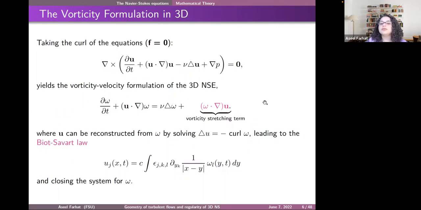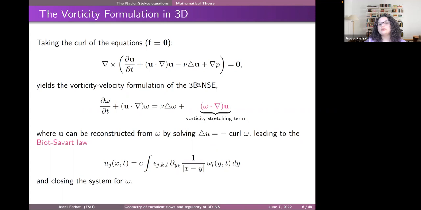And then the second piece is this second highlighted piece, what we call the vorticity stretching term. Now, to close the system, whenever you have the vorticity, due to the divergence-free condition, you can invert the Laplacian and then solve back for the velocity. So these are the equations for the vorticity, and up till now, all our trouble in the analysis of getting a priori bounds on the vorticity that are global in time is basically this vorticity stretching term.